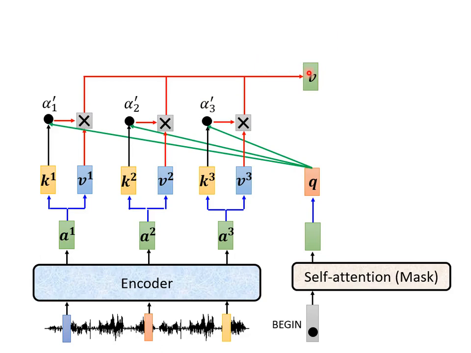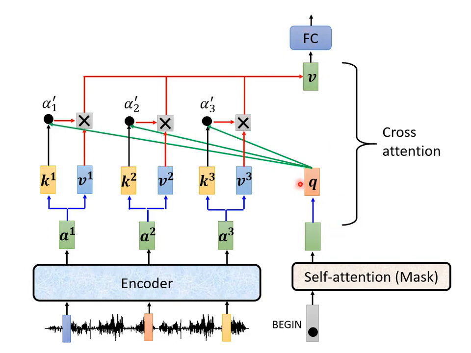The vector V will pass through the fully connected layer to do the next processing. In this step, Q comes from the decoder, while K and V come from the encoder. This step is called cross-attention. So the decoder extracts the information by generating Q to interact with the encoder.